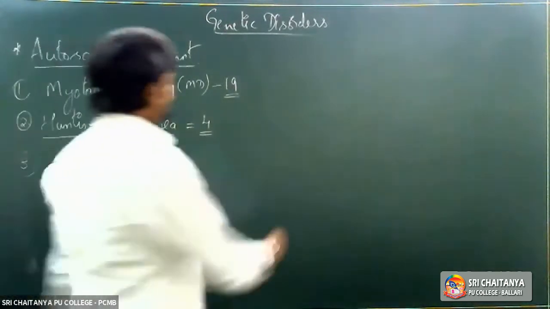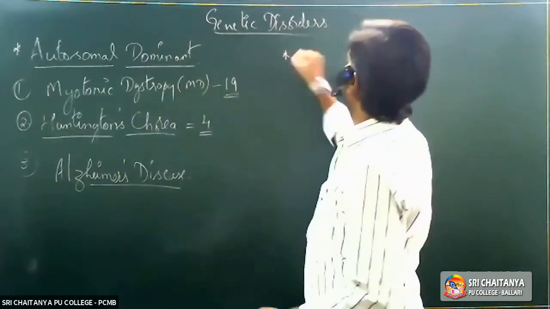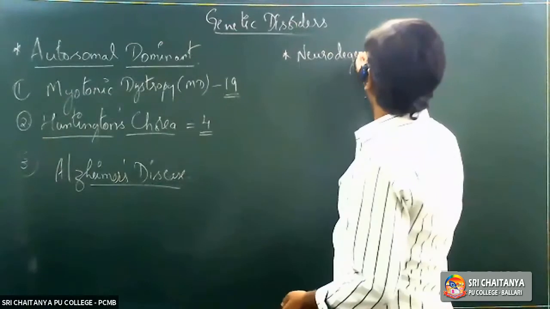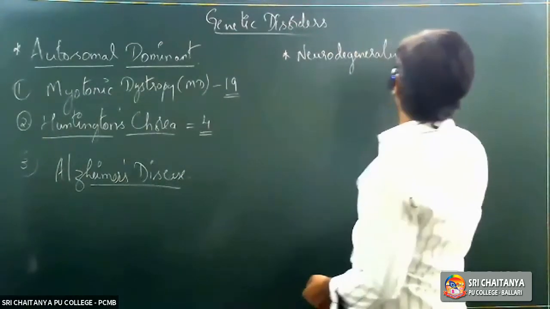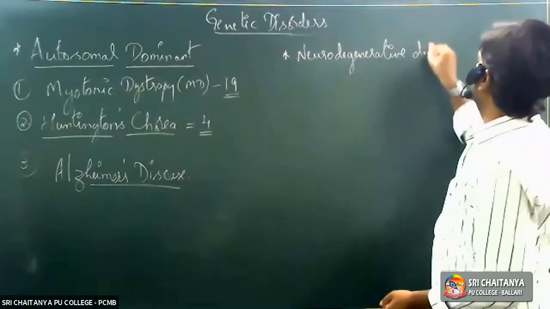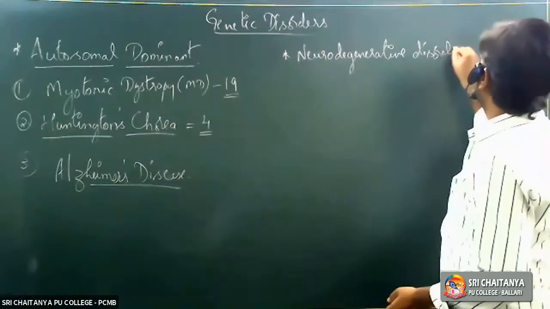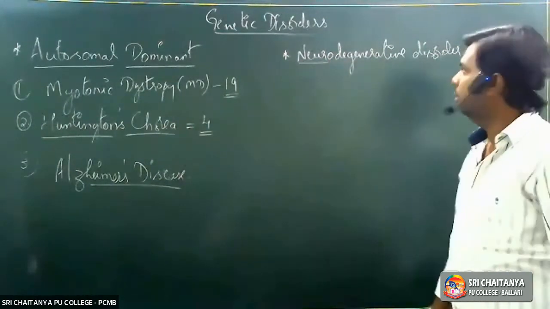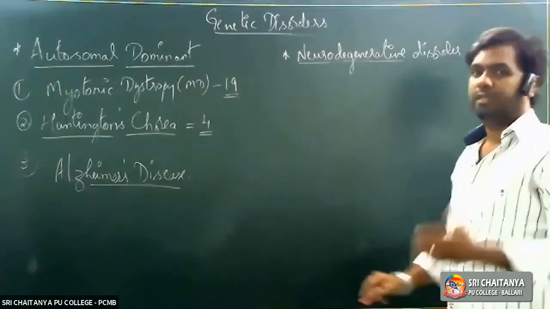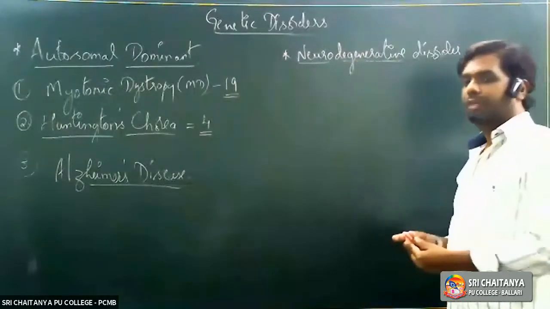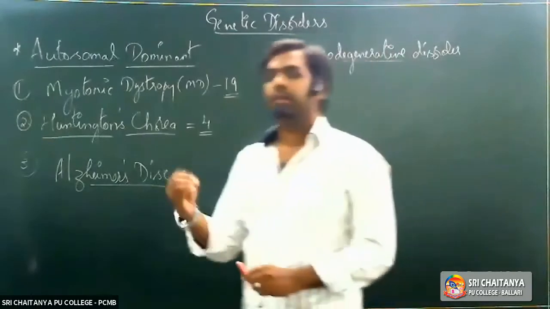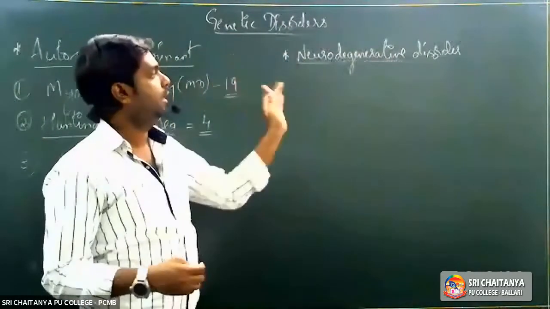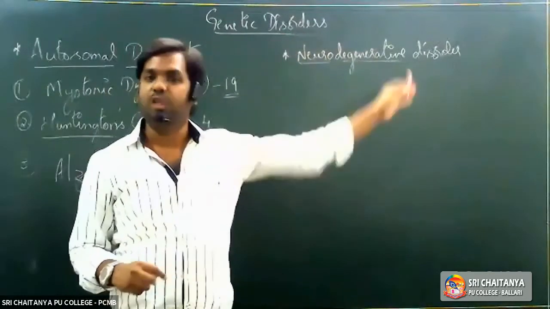Now this Alzheimer's disorder is considered a neurodegenerative disorder. So what does this mean? Neuro, something to do with the nervous system. Degenerative, that is nothing but degeneration. So there is some sort of degeneration in the nerve cells of the nervous system, so we call it a neurodegenerative disorder.